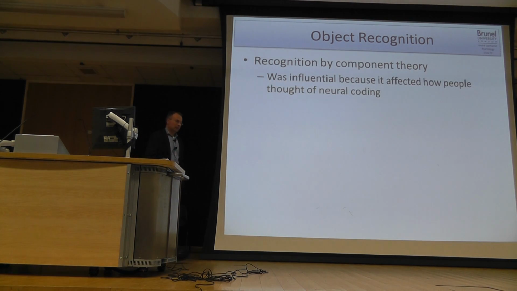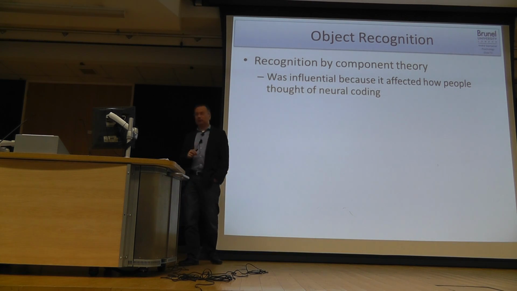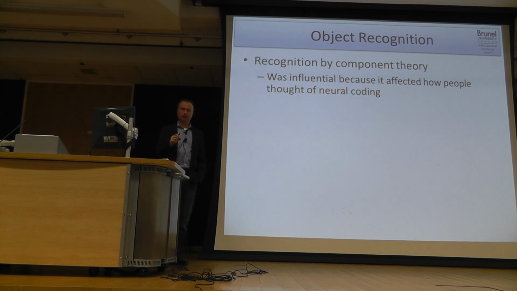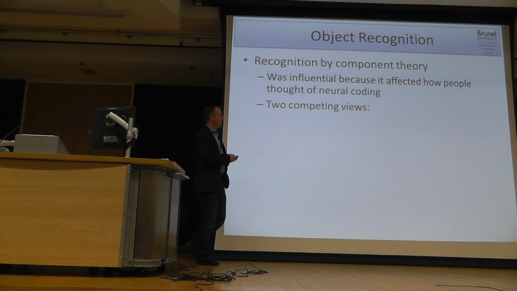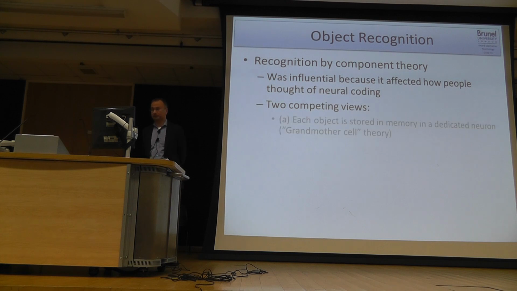And that idea, because he found behavioral evidence that people actually work like that, was very influential in the way people thought of how we represent objects neurally in our memory. And at earlier times there have been two competing views of how information is stored.